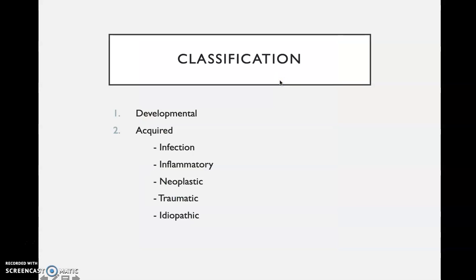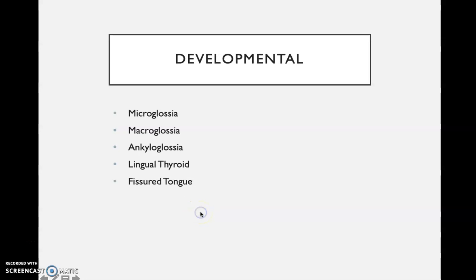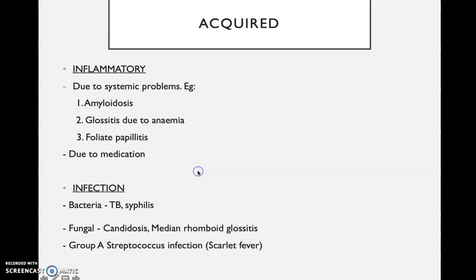So the classification, we can classify it into developmental or acquired. This is the very common one. Acquired might be because of infection, inflammatory, which means because of systemic or some problem with your immune system, neoplastic, traumatic, or something you are not very sure about, idiopathic. With developmental, you may have microglossia, macroglossia, ankyloglossia, lingual thyroid, and fissured tongue. We are going to have a look.